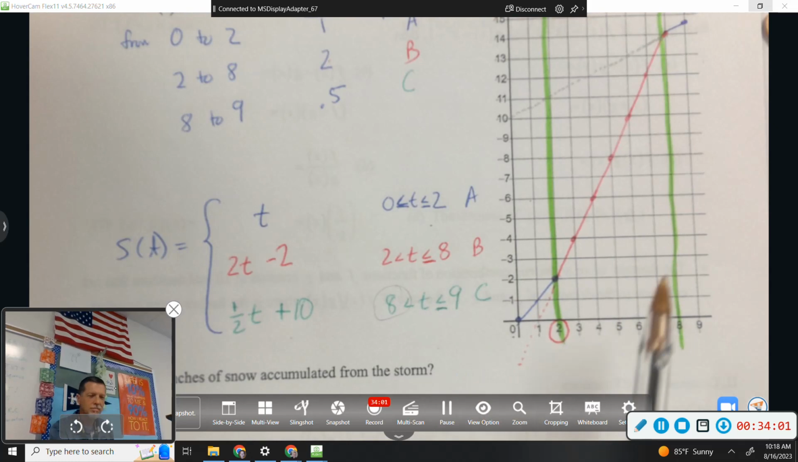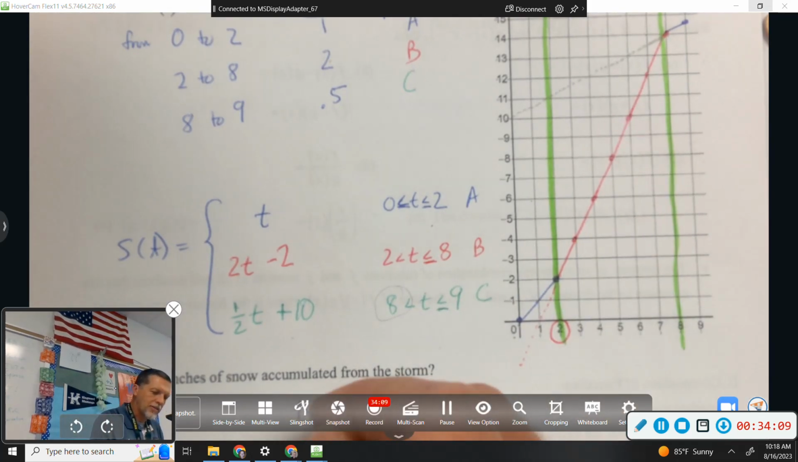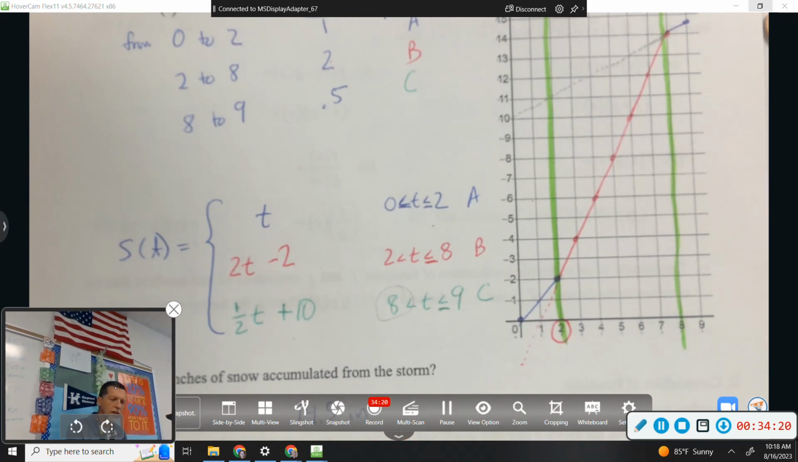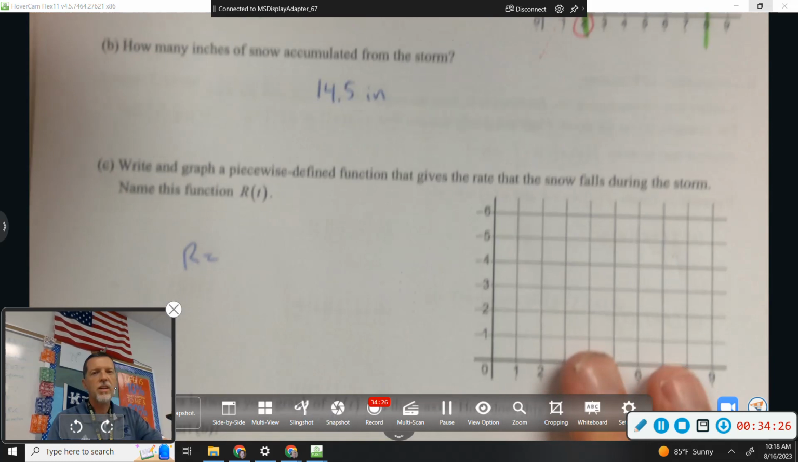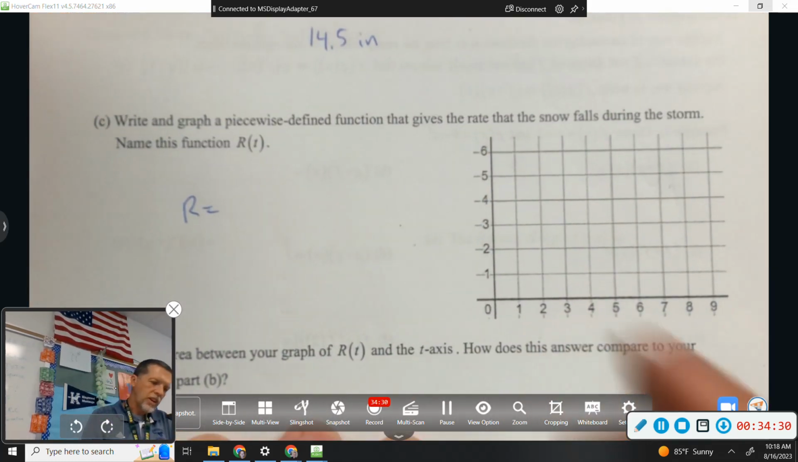Can't rush these things. How many inches of snow accumulated from the storm? 14.5. Easy now, we got the graph. 14.5 inches. Write and graph a piecewise function that gives the rate the snow falls during the storm. Oops, we're off the page here. Write and graph a piecewise defined function that gives the rate.